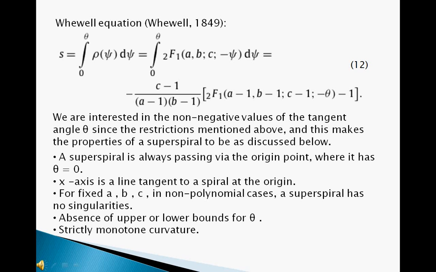A superspiral always passes via the origin point, where the tangent angle equals 0. The x-axis is a line tangent to the spiral at the origin. For fixed a, b, c, in non-polynomial cases, a superspiral has no singularities. There are no upper or lower bounds for the tangent angle, and the curvature is strictly monotone.